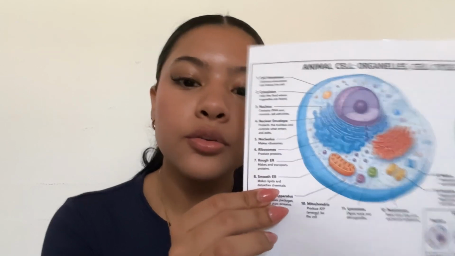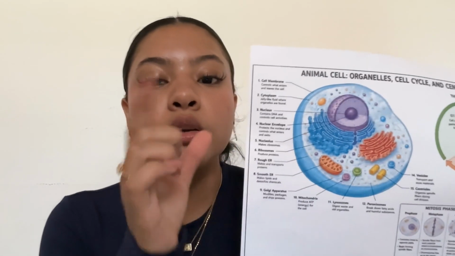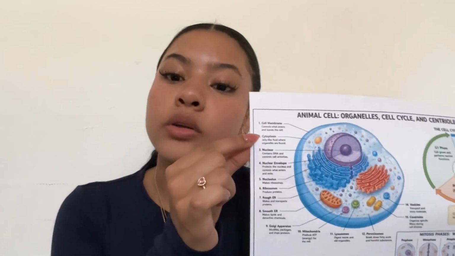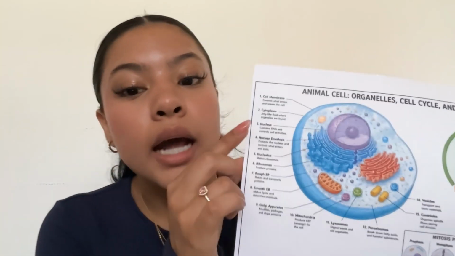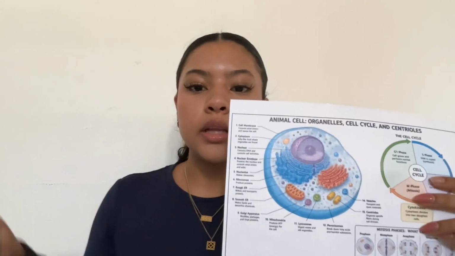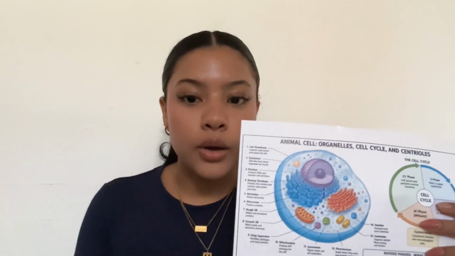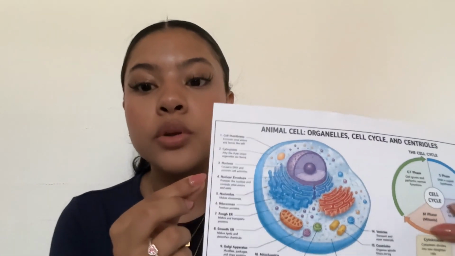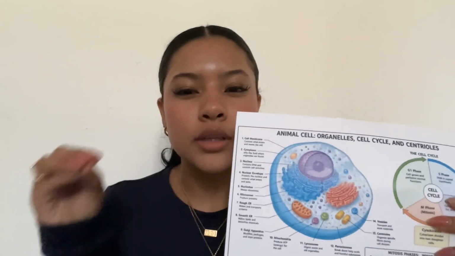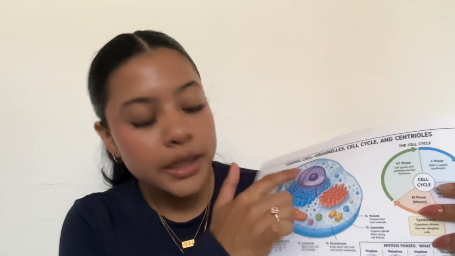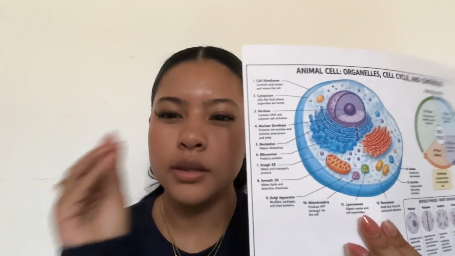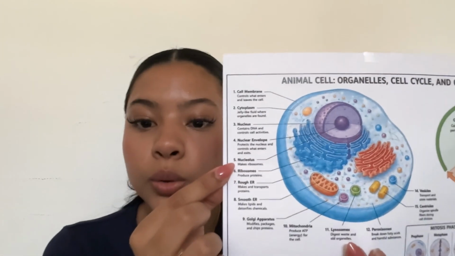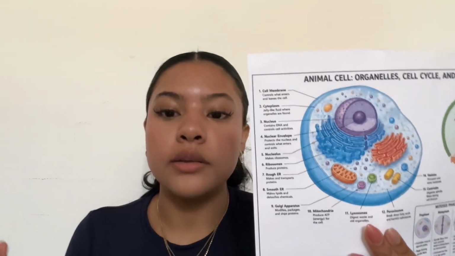Okay, the first thing that we have is the cell organelles. First we have the cell membrane, which controls what leaves and enters the cell. And then after that we have the cytoplasm, which is like a jelly fluid liquid, where usually the organelles are found. And then we have the nucleus, which contains the DNA and controls the cell activities. After that, we have the nuclear envelope, which protects the nucleus itself. And then we have the nucleolus, which makes the ribosomes in the cell.